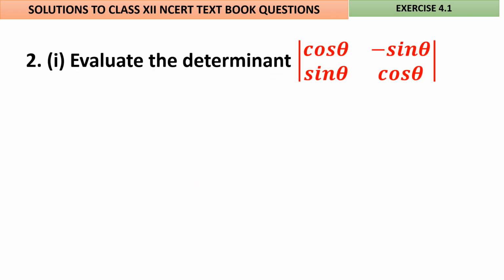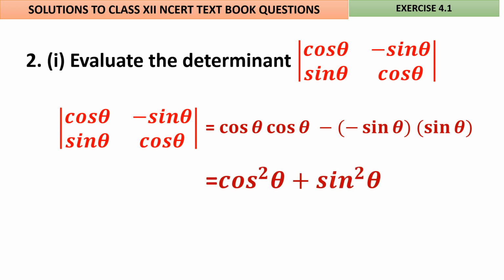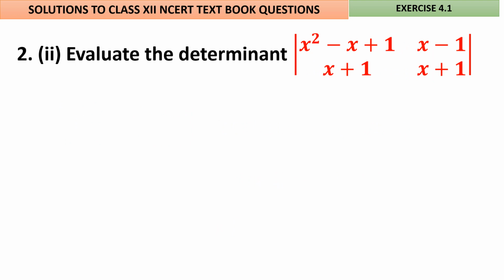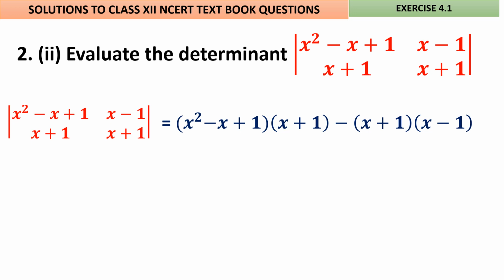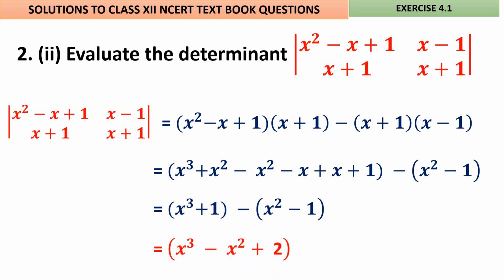Question number 2. Evaluate the determinant cos theta, minus sin theta, sin theta, cos theta. Cos theta into cos theta, minus of minus sin theta into sin theta, cos square theta plus sin square theta, the famous basic trigonometric identity. Answer is 1. Next, evaluate. You have to cross multiply x square minus x plus 1 into x plus 1, that is, multiply the diagonal elements minus multiplication of the other diagonal elements. Normal expansion. Finally, you get a polynomial x cube minus x square plus 2.